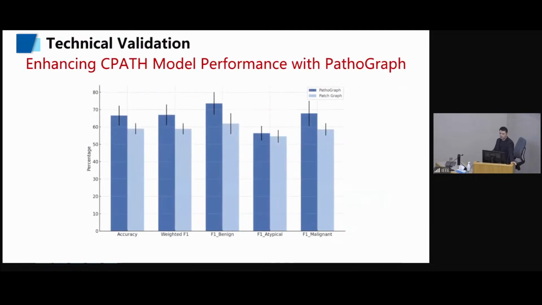Furthermore, we chose patch-based subtyping as the learning task, to examine whether pathograph could improve deep learning-based computational pathology models. The model that incorporates the pathograph demonstrated superior performance, suggesting that pathograph representation can indeed provide performance gains for downstream computational pathology tasks.